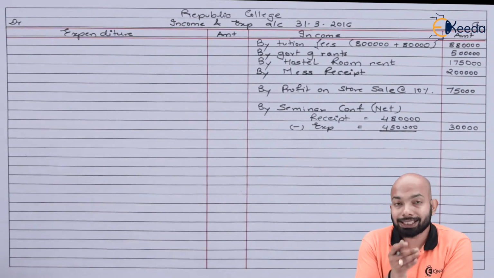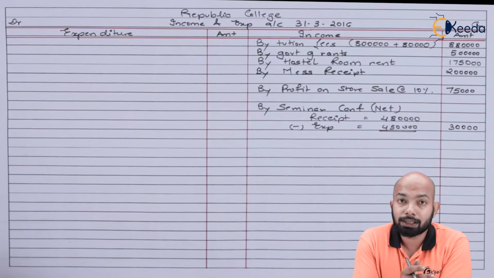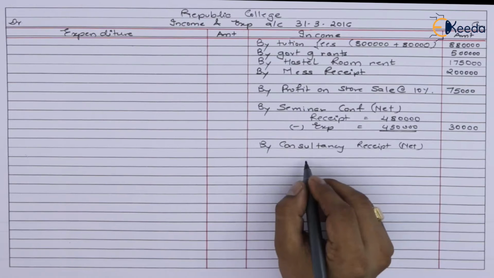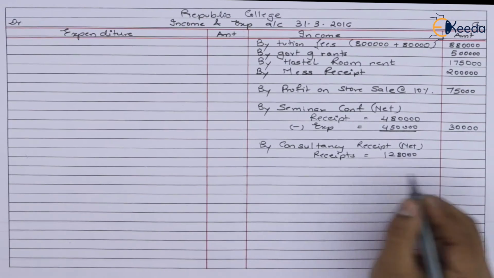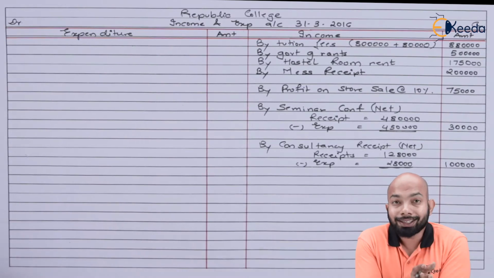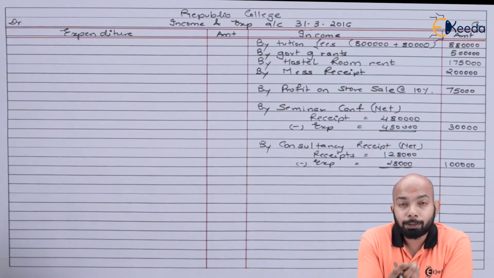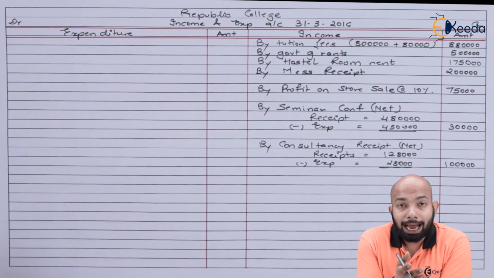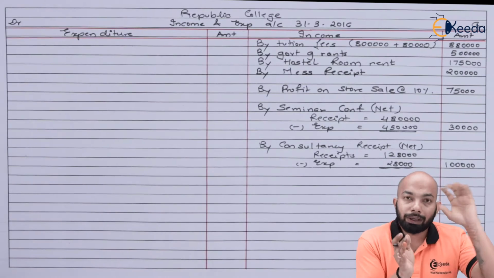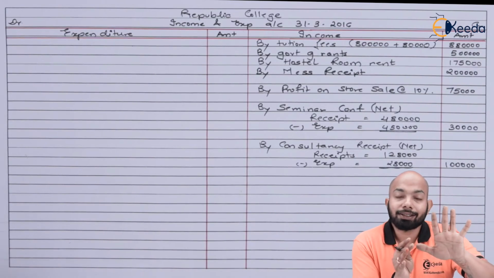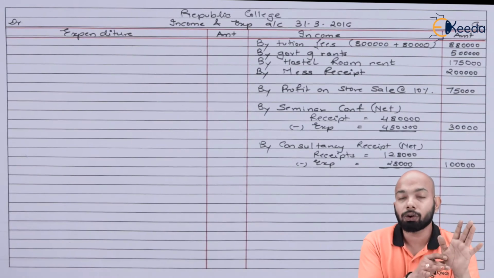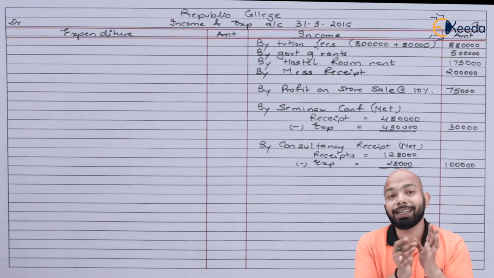Now the next, or the second last that we have, is the consultancy income. Now for consultancy, we have receipts of 1,28,000 and similarly we have consultancy expenses of 28,000. So that will be subtracted out of 1,28,000. The balance 1 lakh will be taken out here.